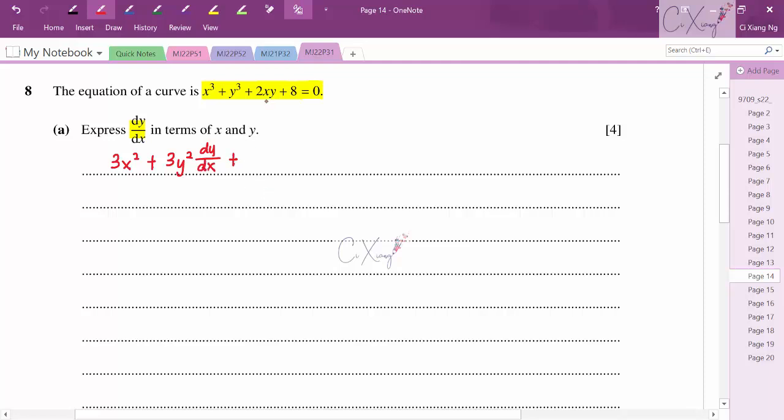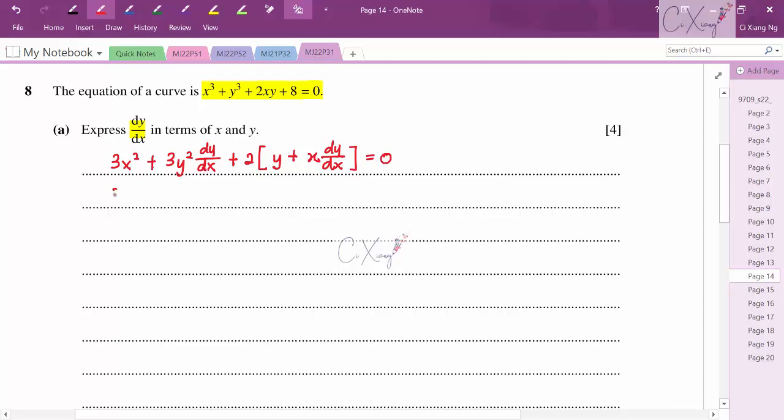Then plus, x multiplied by y we will treat as a product, so we have to apply the product rule at this part. x is the first bracket, y is the second bracket. When I differentiate the x, I get a 1, so I just copy the y. And now I copy the first bracket x, and I differentiate the y. Differentiating the y, I get a 1, and of course, after I differentiate the y, I have to put dy/dx here. 8 is a constant. When I differentiate, it becomes a 0. And it is equal to 0 for this whole equation.